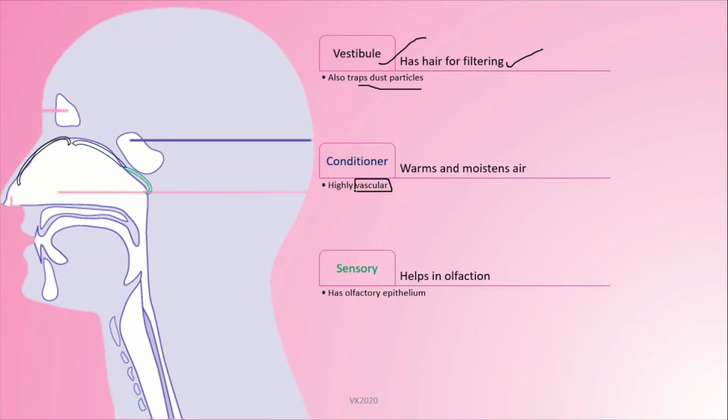And then in the most distal part of the nasal chamber is the sensory region. The sensory region, as the name suggests, is used for your sense of smell because it contains neurons which are olfactory in nature. They will help in comprehending what is the fragrance or the odor that is passing through your nose. It has olfactory epithelium. Alright.